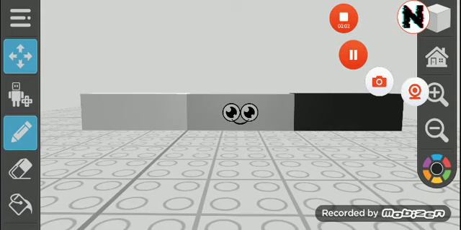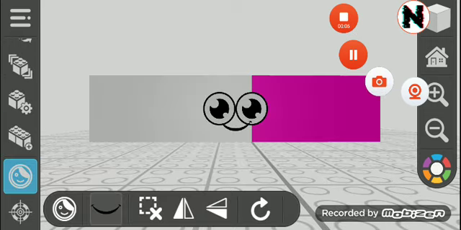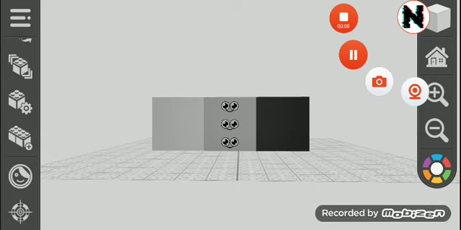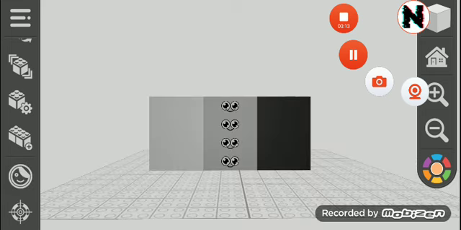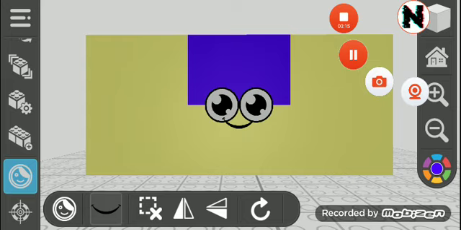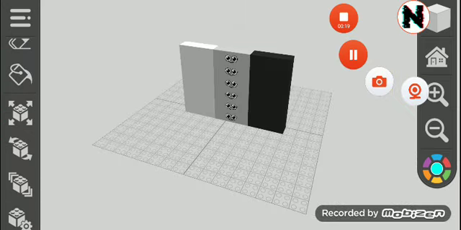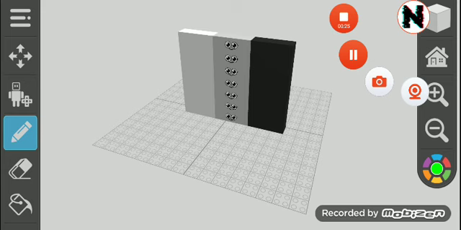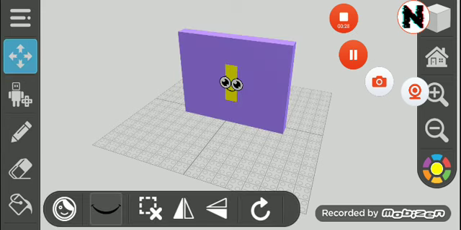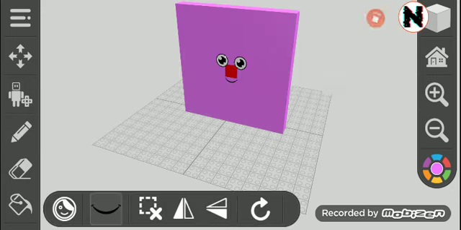1 9 is 9. 2 9s are 18. 3 9s are 27. 4 9s are 36. 5 9s are 45. 6 9s are 54. 7 9s are 63. 72. 9 9s are 81.